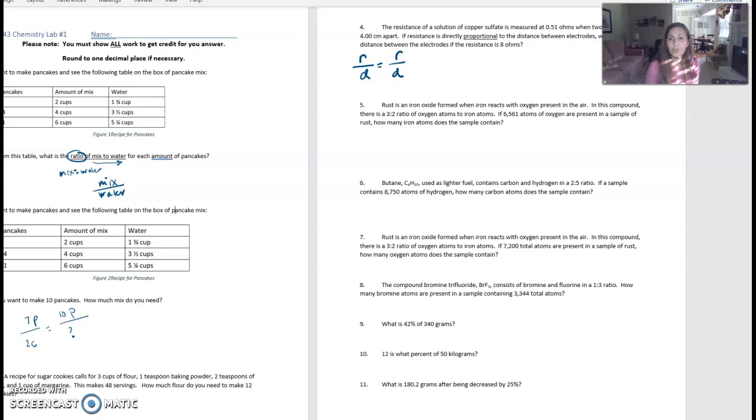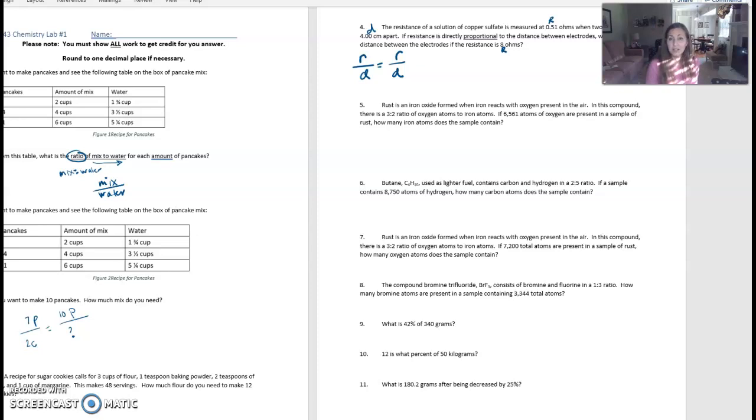So we know the first resistance is 0.51 ohms, and that distance would be 4 centimeters. Continue reading. The next resistance is 8 ohms, and we're trying to determine the distance. So that's just a proportion. Again, I don't know what they're talking about, but I can figure out the proportion based on just the language.